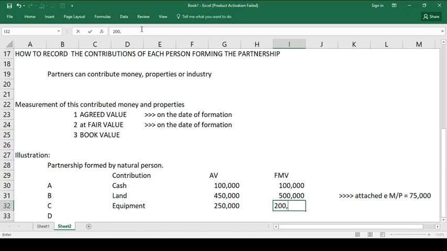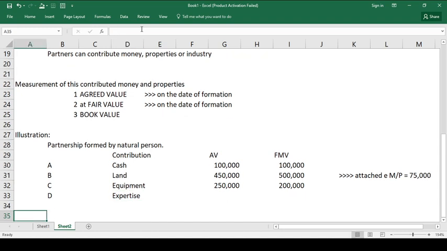And then letter D, because wala naman siyang property or cash, he just contributed his expertise. Expertise lang niya ang kinontribute niya. Okay. Is this formation of partnership valid? Yes, this is a valid partnership.